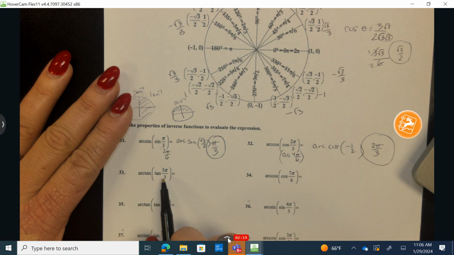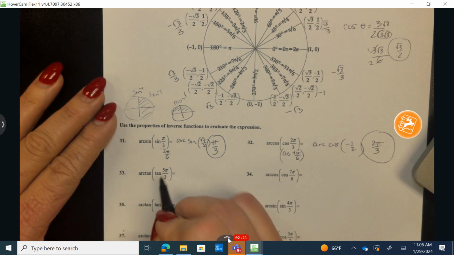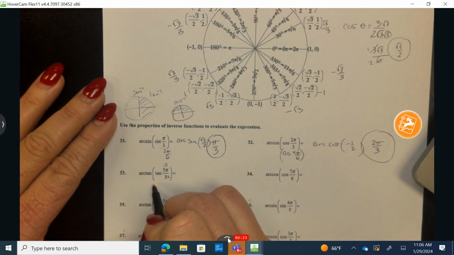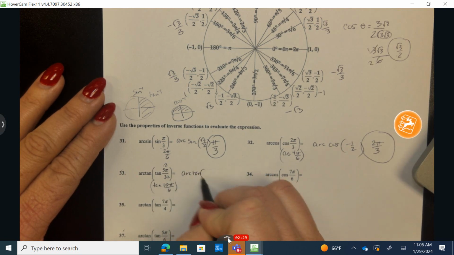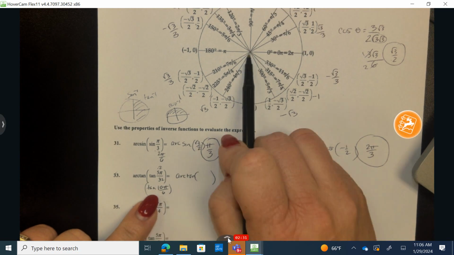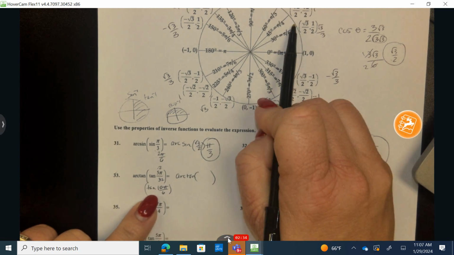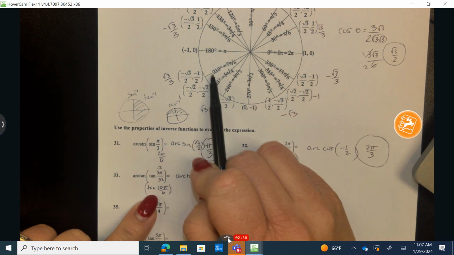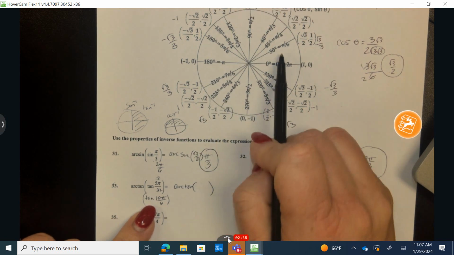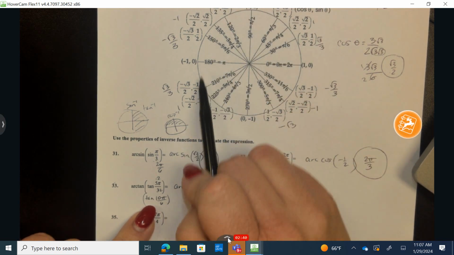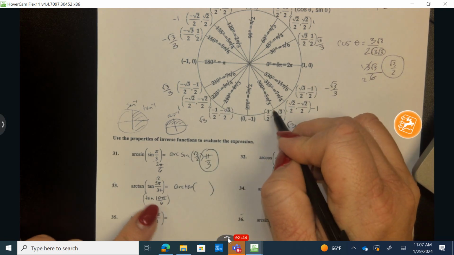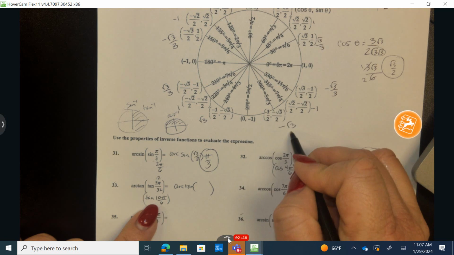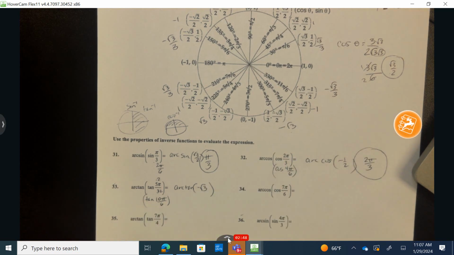All right, I need to write this with either a 6 or a 4 in the bottom. So we're going to take it times 2. So I want the tangent of 10 pi over 6. So arc tan. So what is the tangent? Here is 10 pi over 6. 1, 2, 3, 4, 5, 6, 7, 8. Oops. I got to count again. 1, 2, 3, 4, 5, 6, 7, 8, 9, 10. So it's right here. This is going to be 10 pi over 6. What is the tangent? It is negative radical 3.